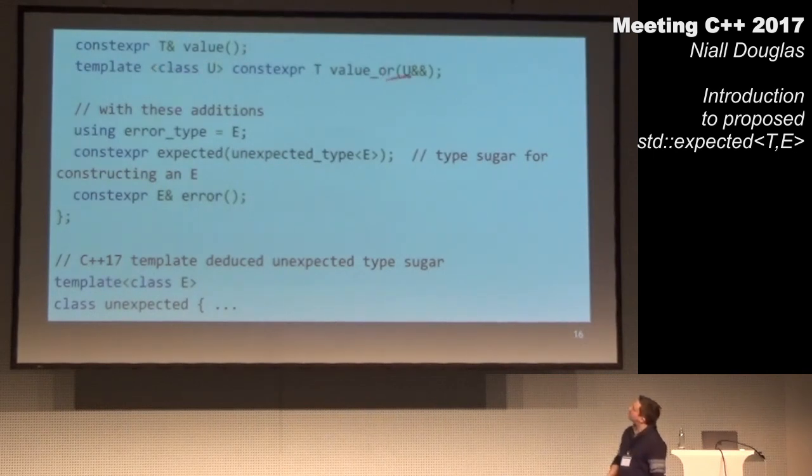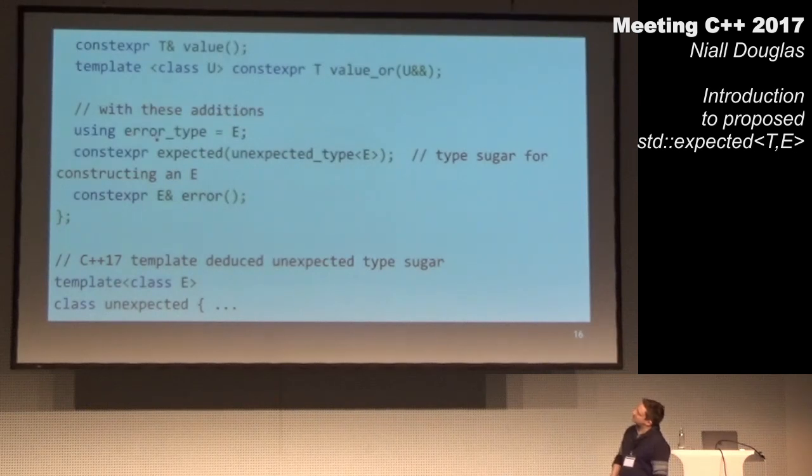There's also a value OR operator. I don't know why that's actually still in the expected proposal. I just checked because I thought that surely had been stripped. But no, I checked last night and it's definitely still there. I don't know why that hasn't gone away yet. I'll explain why later in the talk. And this up until now is basically the same as optional.